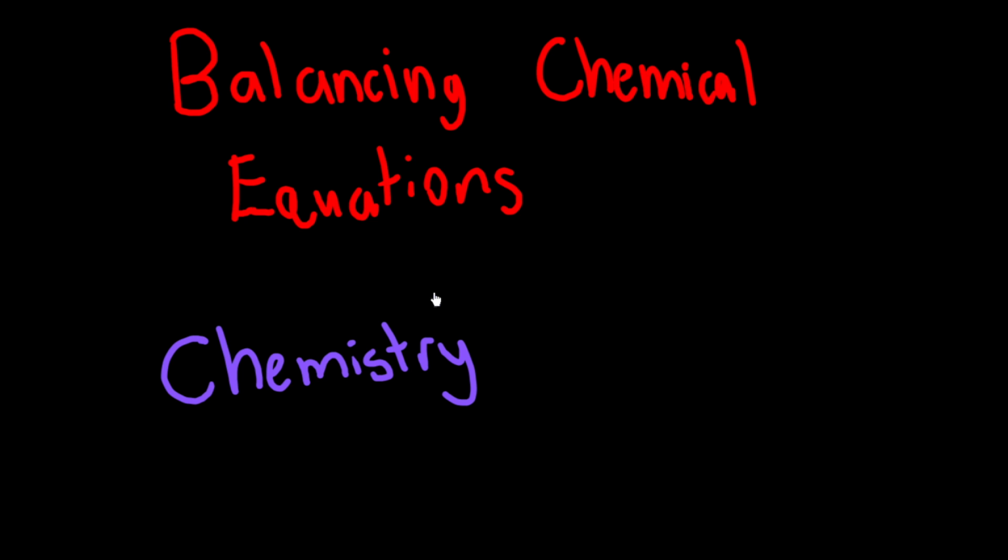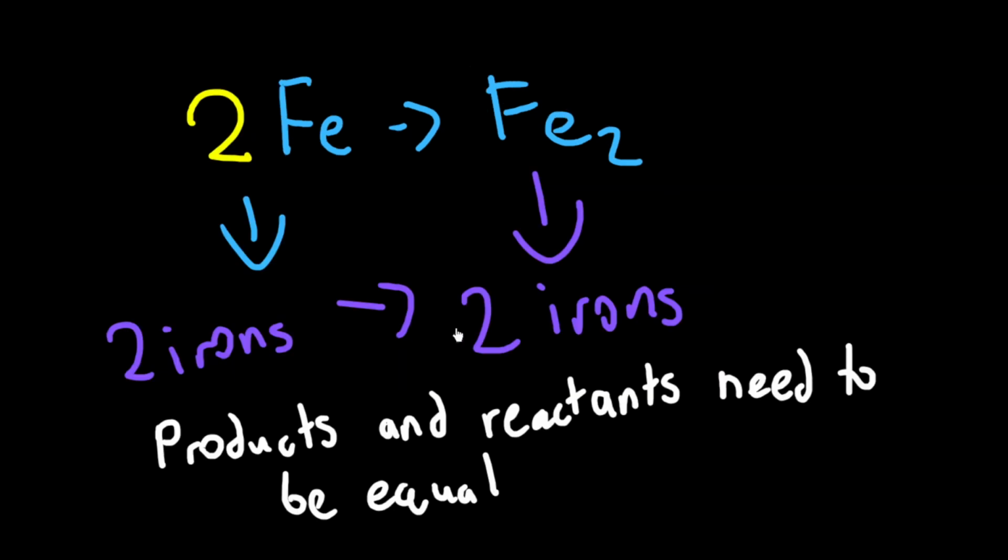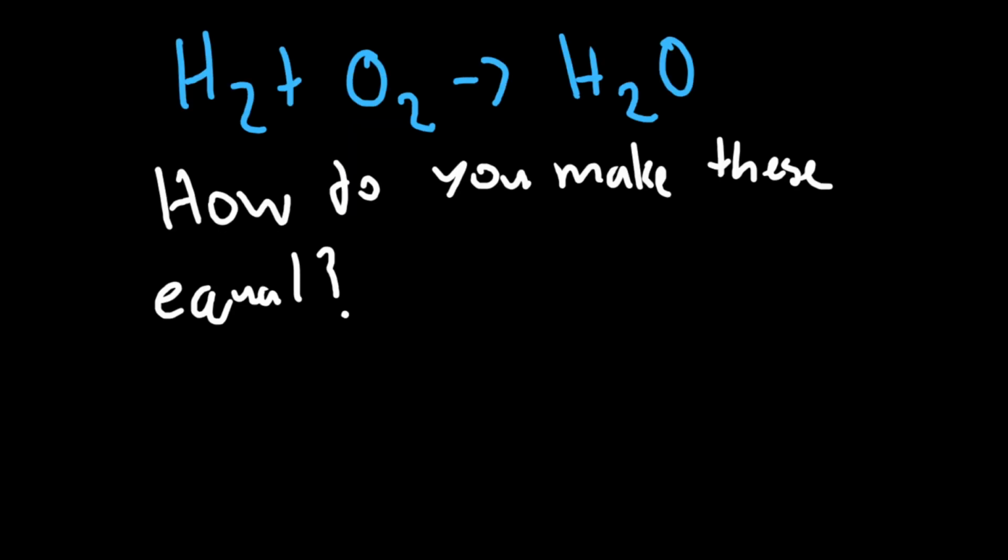AP Chem video, and today we are going to be going over balancing chemical equations. So, if you have a reaction that says that one iron yields two irons, how would you make this equal? Well, what you do is you'd want to put a 2 in front of the iron that's just 1, right? Because then you can have two irons yields two irons. And in a reaction, the products and the reactants are always equal because mass is never gained or lost.